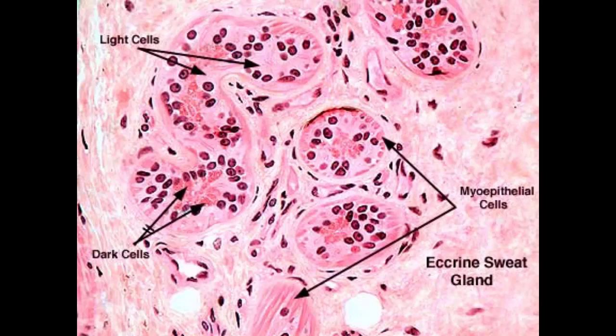Myoepithelial cells, which surround the secretory units, lie between the secretory cells, and their cytoplasm contains contractile elements, filaments, which ensure or help the release of the sweat from the gland.